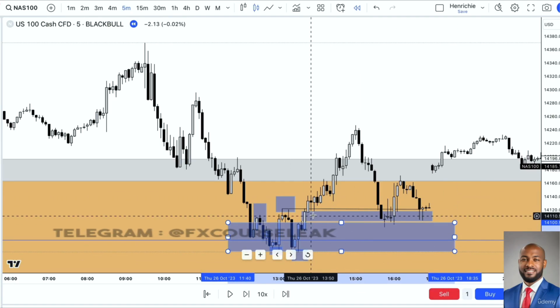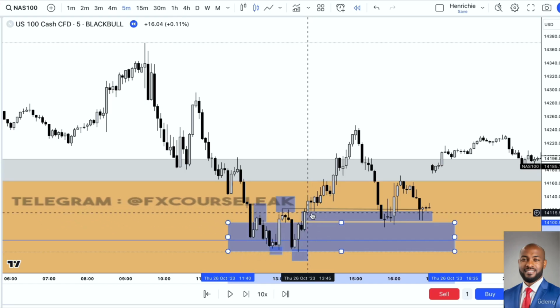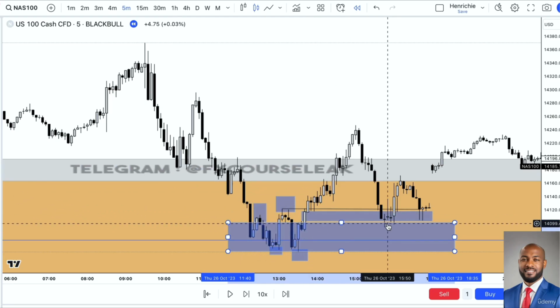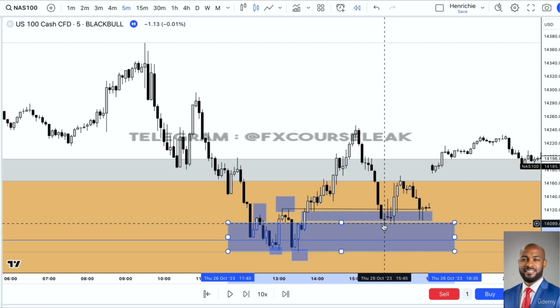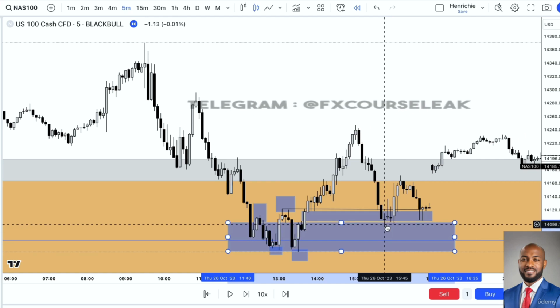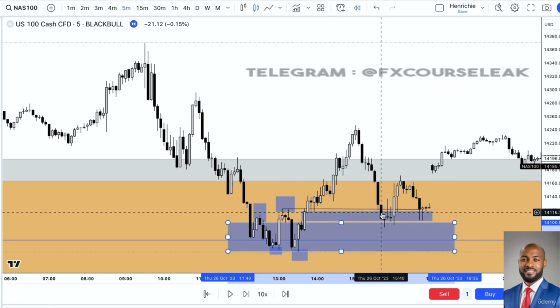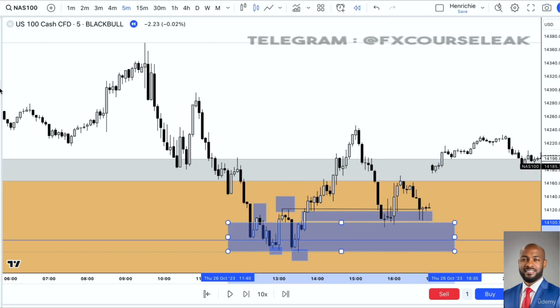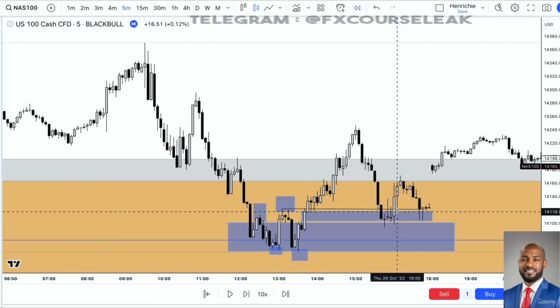But personally, the best place to put an entry for this trade is right here, because if you put it right here, you may not get activated into the trade because of slippage and some other factors. So this would have been a perfect place to put an entry position. And as you can see, this trade was a very beautiful trade.